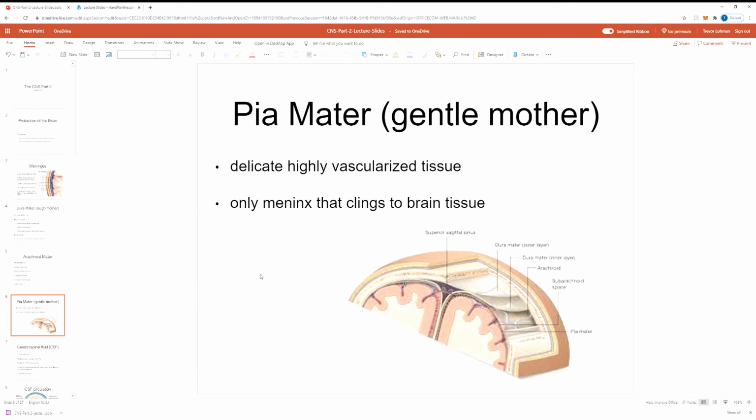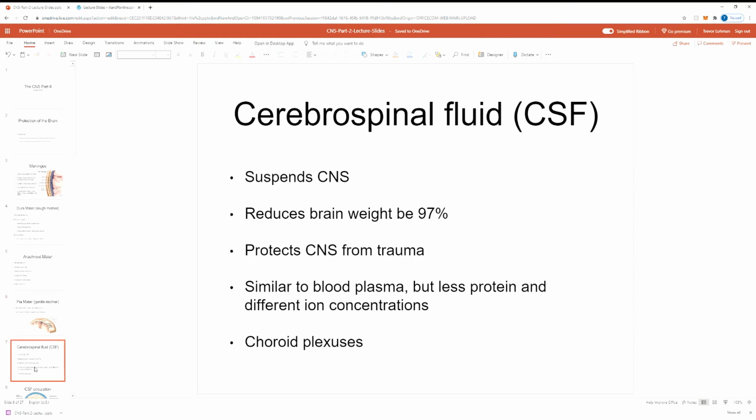This tissue does cling to brain tissue. It's the only one that actually makes direct contact with the brain, and it dips into the sulci. So if you were to hold a brain in lab, you're most likely touching pia mater. In fact, you may even see that some tissue, a thin layer of tissue, is peeling off of certain parts of the brain. That's pia mater, separating from the actual nervous tissue.